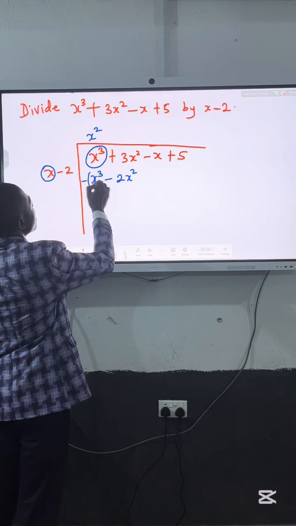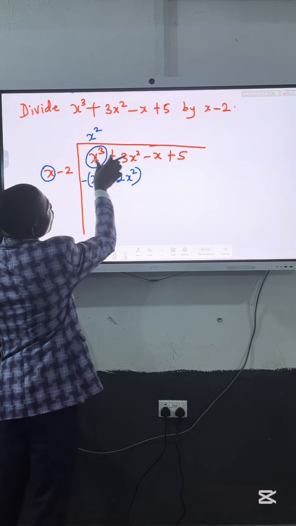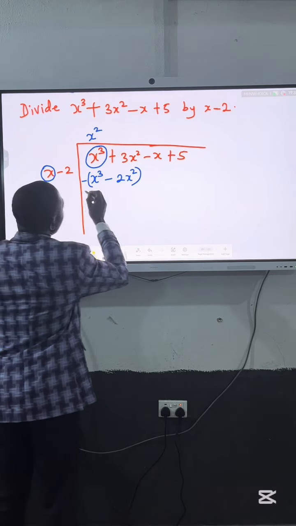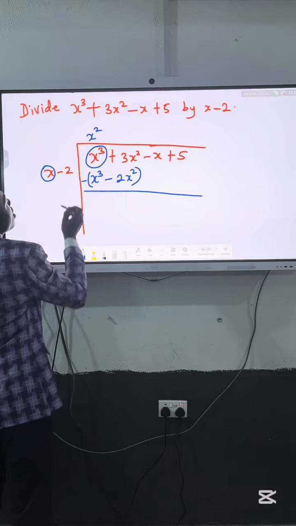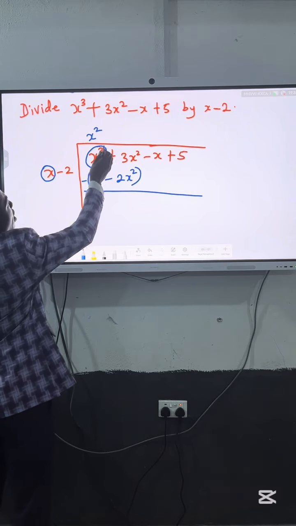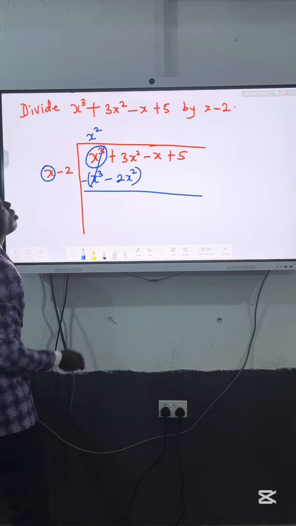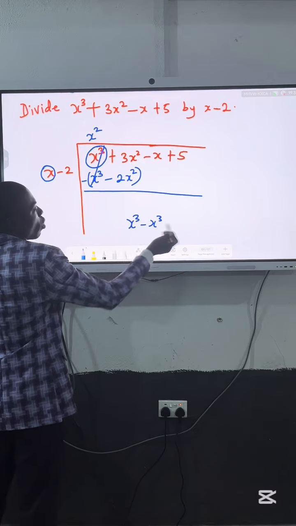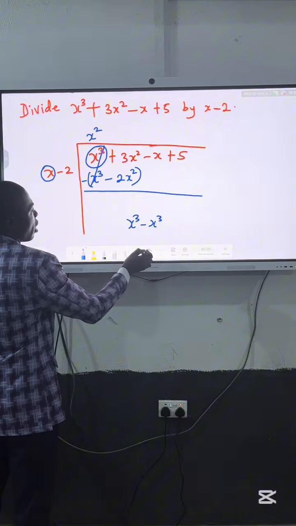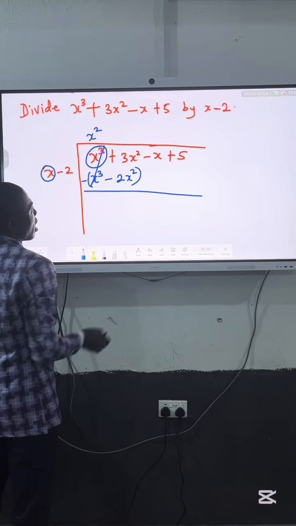Alright, so we are subtracting now. We are subtracting the whole of this one from this main thing. Alright, so let's go. Take them one by one. x cubed minus x cubed is 0. You are subtracting the same thing, you get 0. So that one has gone out.